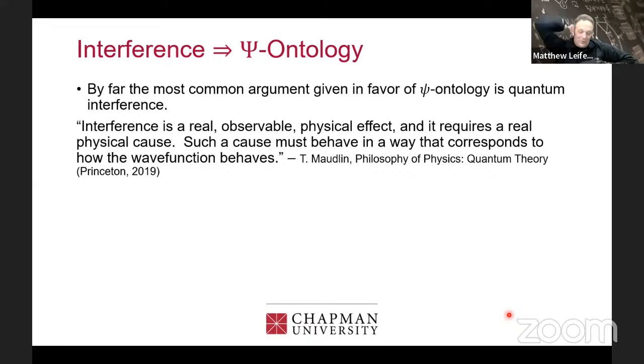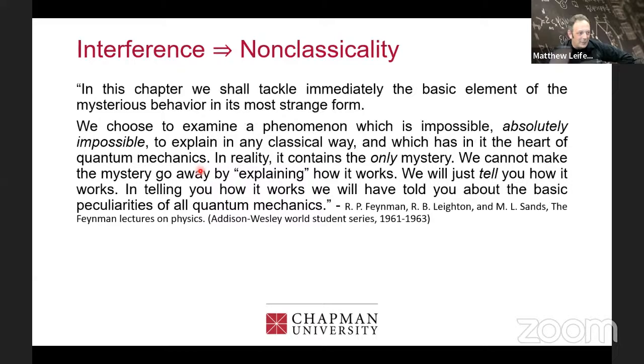But if you go around talking to people and you ask them, why do you believe in the reality of the quantum state? If they do, the answer is almost always something like interference. So this is what Tim Maudlin says in his textbook. It says, interference is a real observable physical effect and it requires a real physical cause. Such a cause must behave in a way that corresponds to how the wave function behaves. So that's saying it's a strong argument for having a real wave function.